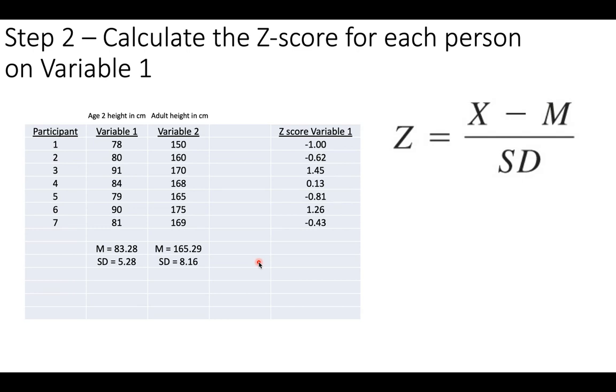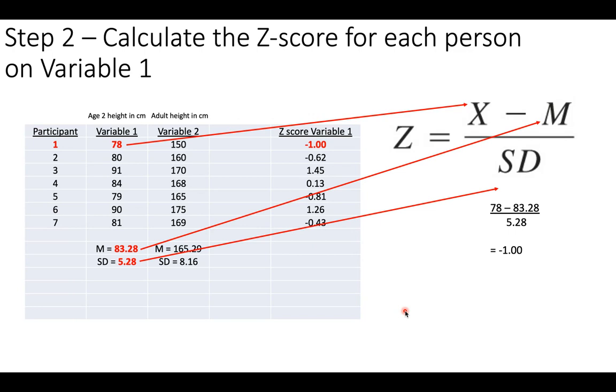Step 2 is to calculate the z-score for each person on whatever this first variable is. So we need our z-score formula. Z equals each individual score minus its mean, divided by its standard deviation. We have everything we need here for variable 1. We have all our individual scores. These are our x's. We have our mean, 83.28, and we have our SD, 5.28. So we just plug and chug to generate these values, the z-scores for variable 1.